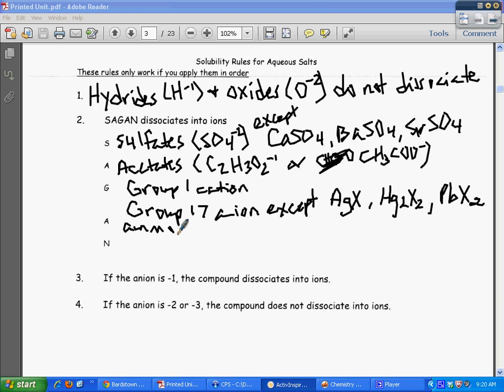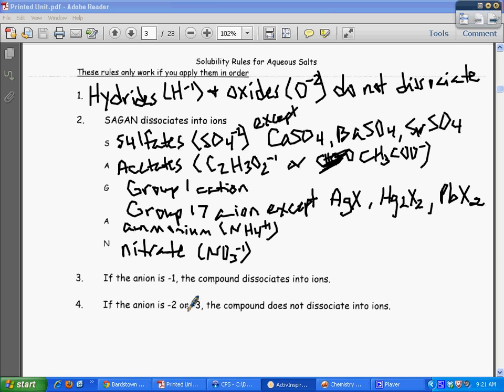The A stands for the ammonium salts. Ammonium is NH4 plus 1. Any salt containing the ammonium ion is soluble. It dissociates into ions in water. The N stands for the nitrate ion, NO3 minus 1. Any salt containing the nitrate anion dissociates into ions. Now this covers a wide range of compounds. These are very common anions and cations that are present in lots and lots of salts.